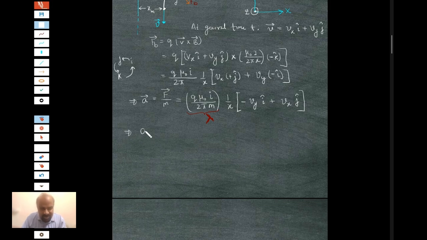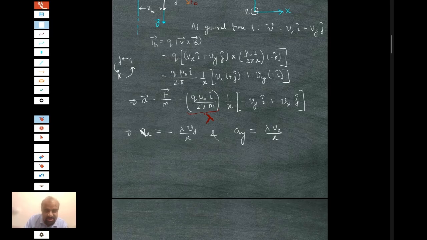So from here we can get the x component of the acceleration is this lambda into this, because this i cap means x component. So we are getting minus lambda vy by x. And the y component, which means the j cap component, is lambda 1 by x and vx. So we get lambda vx by x. So this is what we have got. Till now we achieved this, but there is a lot of work to be done now.